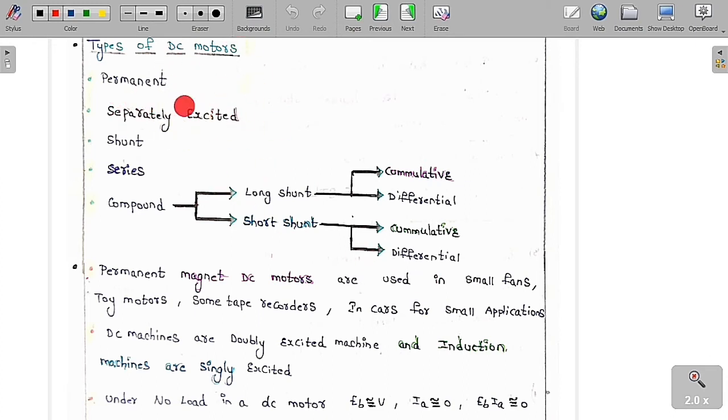One is the permanent magnet DC motor, then separately excited, and all the rest are self-excited DC motors, which are the shunt DC motor, the series DC motor, and the compound one, which is of two types, long shunt and short shunt. The long shunt is of two types, cumulative and differential, and the short shunt is again of two types, cumulative and differential. So these are the types of motors that are present in the electrical course.